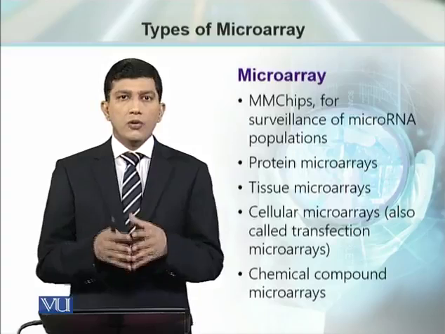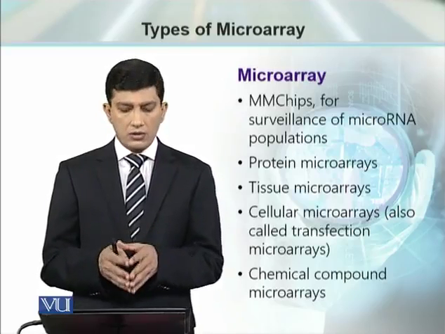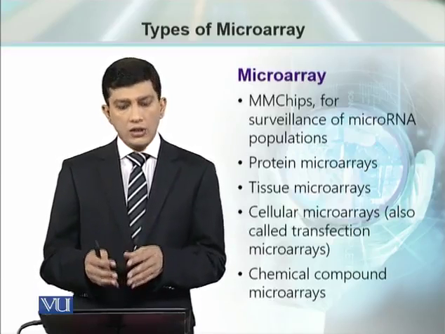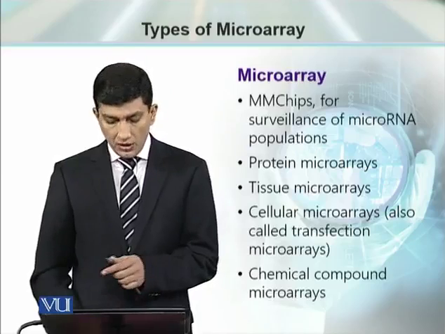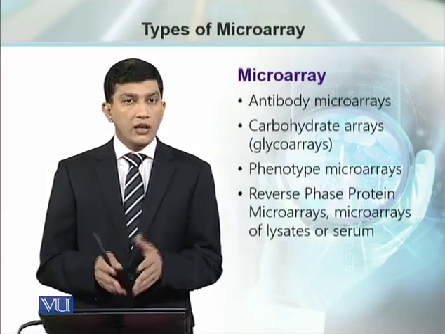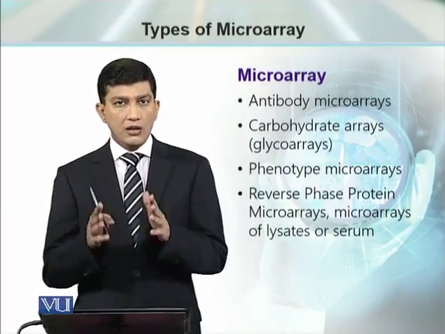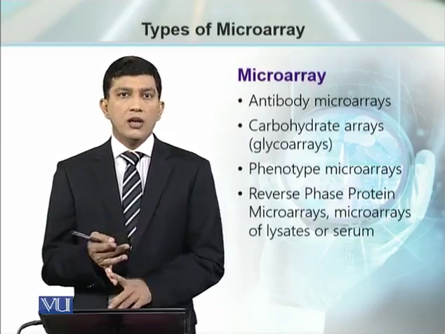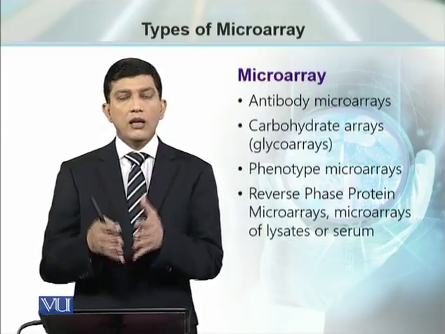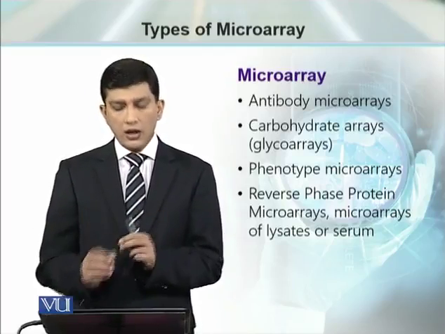Keeping in view that molecule of interest, we can have different further types of microarrays, like for RNA, microRNA population, we can have chips, we can have protein microarrays, tissue microarrays, cellular microarrays, chemical compound microarrays, antibody microarrays, carbohydrate arrays or glycoarrays, and so on. So these are different types of arrays which can be performed using this method, keeping in view the principle, that is the hybridization of the sample with a gene chip or with a microarray that contains large number of spotted molecules of known sequence and of known information.